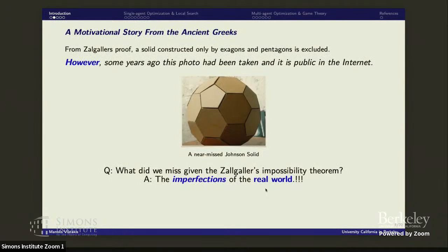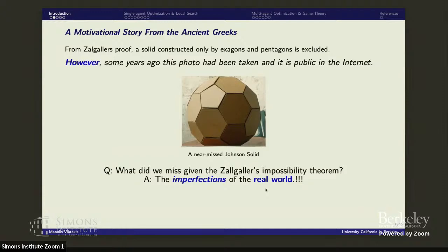And the obvious answer is the impossibilities that we have in the real world. The fact that if I ask you to accomplish that task, to create that polyhedron, you can do it. Because when you take the scissors, you will never achieve to have exactly equal corners, equal measure in the lines.